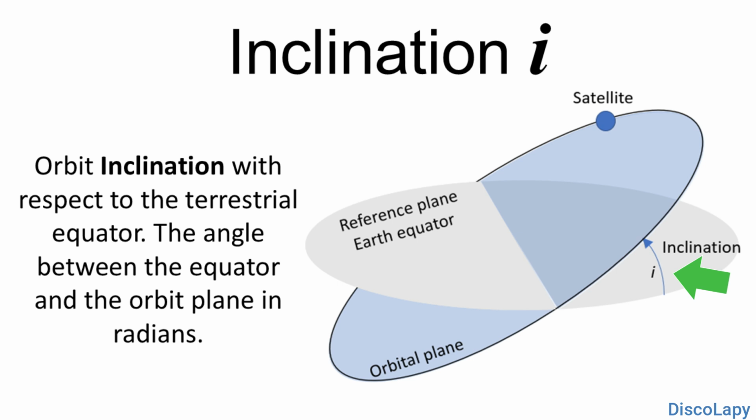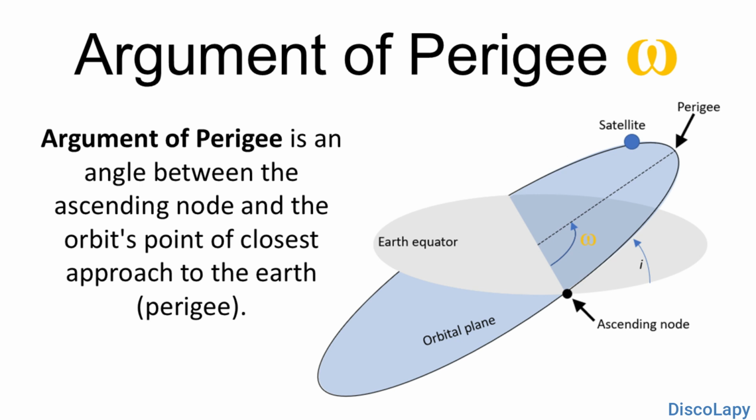Inclination is the angle between Earth's equatorial plane and the orbital plane. It sets the orbit's tilt. The argument of perigee is the angle from the ascending node to perigee measured within the orbital plane. It defines how the ellipse is oriented within its orbital plane.